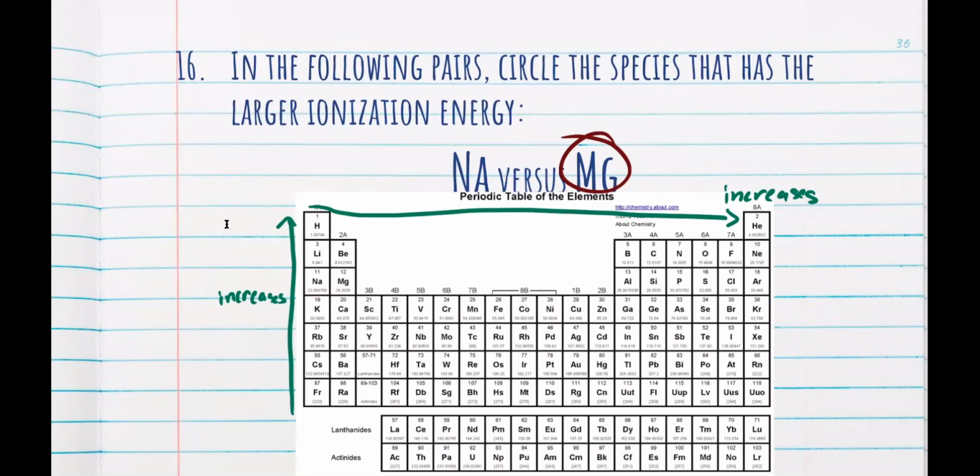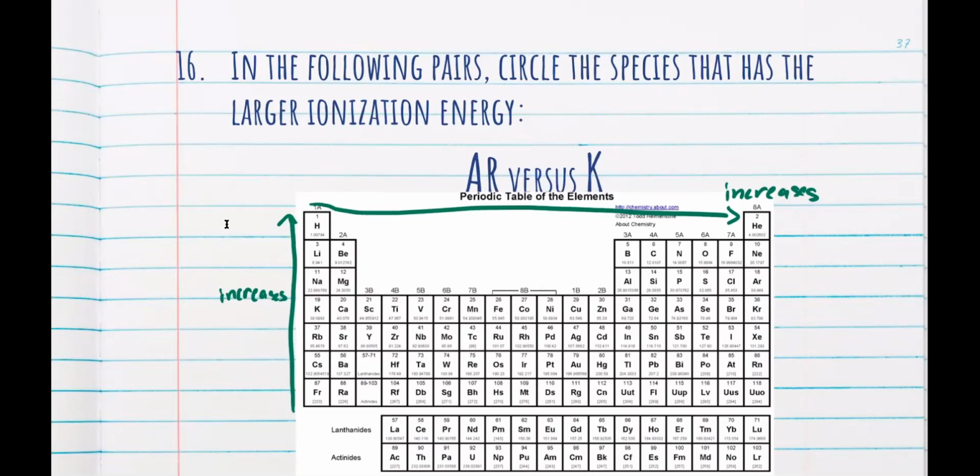All right, let's move on to our next one. For our next one, we have argon and potassium. So argon is here. As we go up and we move to the right, it increases. So argon has the larger ionization energy.